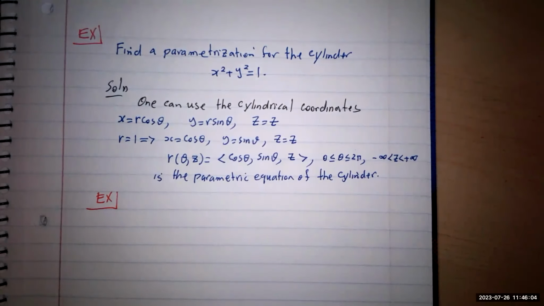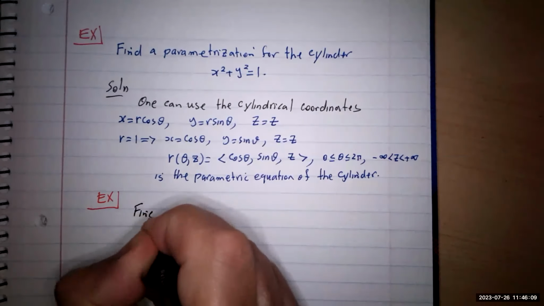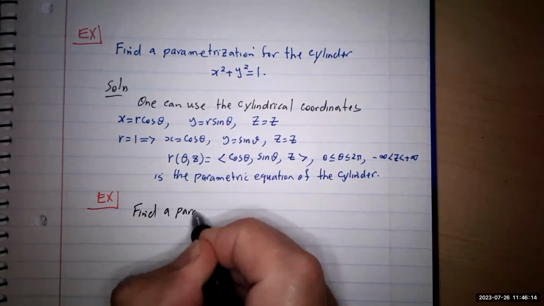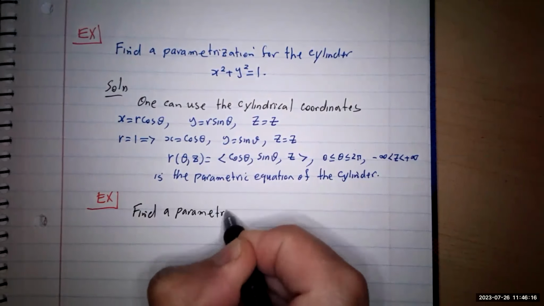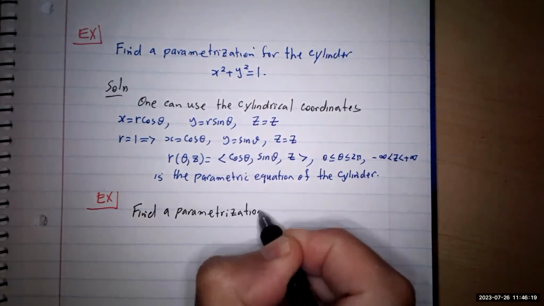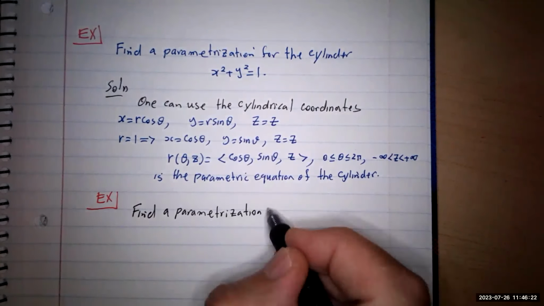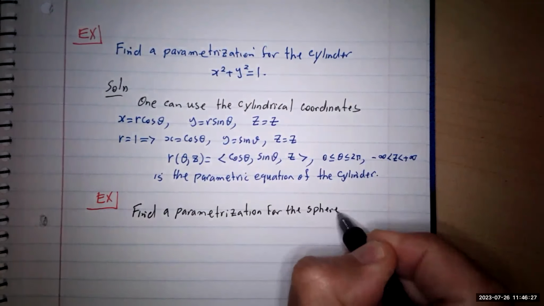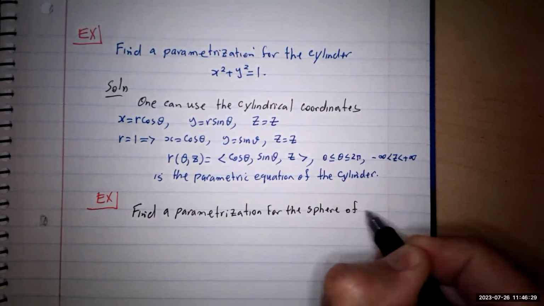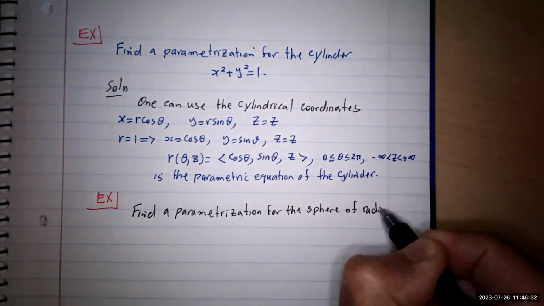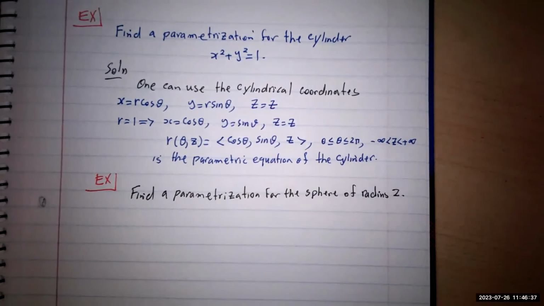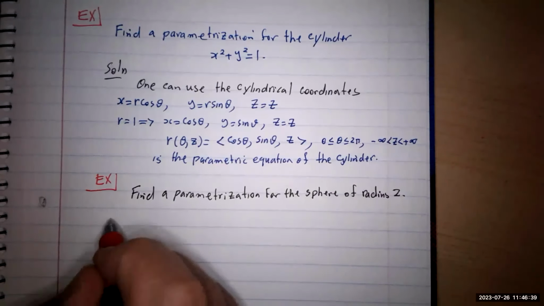I've already talked about it. Okay, this is it. So you may ask, find the parametric equation or parametrization. It's the one that we use for graphing, okay? For a sphere of radius 2. You know the equation in XY coordinates. Solution.